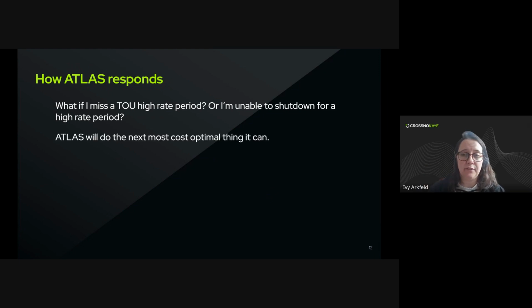So first off, Atlas is going to do the next most cost optimal thing it can do. Atlas is constantly looking at, okay, what am I doing? What have I done? And what am I going to do? Or what do I want to do? And it's going to use that information to constantly update what it wants to do in the future based off of what's going to be most optimal. So if things start going wrong at the site and we're not going to be able to shut down or we're not going to be able to do something, it's going to adjust its strategy in accordance with that.